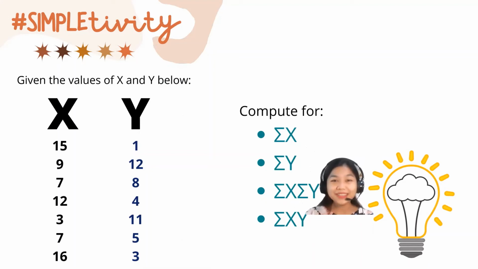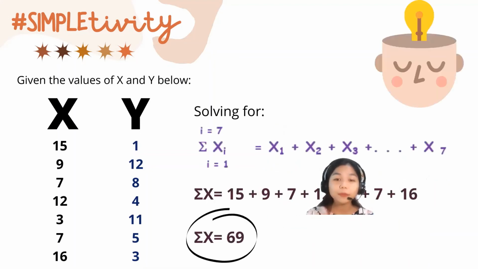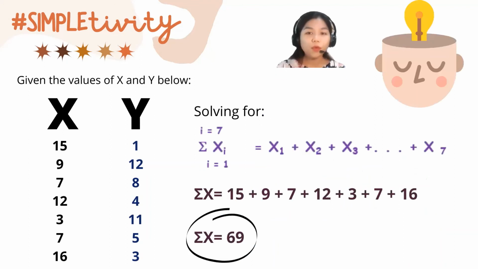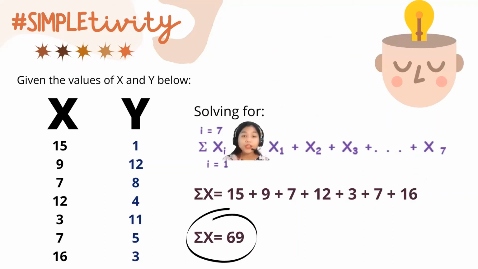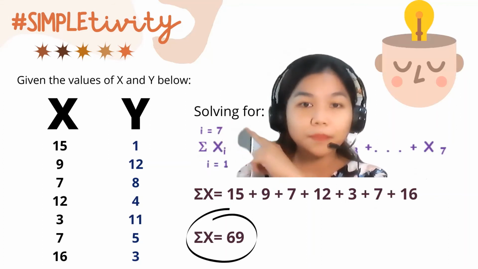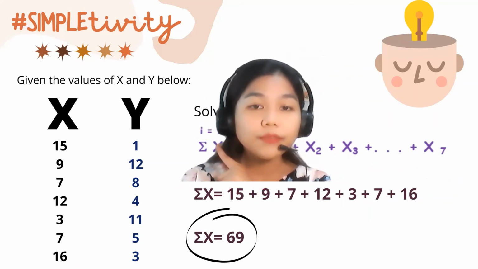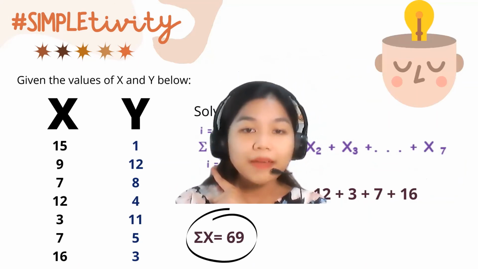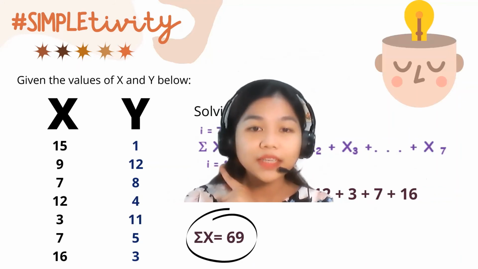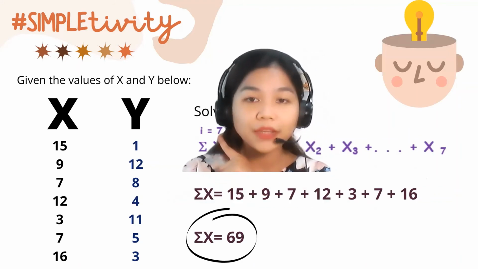So let's use our brain cells and try answering this. Get ready. So solving for the summation of xi. Again, this is the sigma notation. Let's enlarge. This is the formula of the term xi. We have i as the index of summation. It ranges from the first value up to the 7th value.